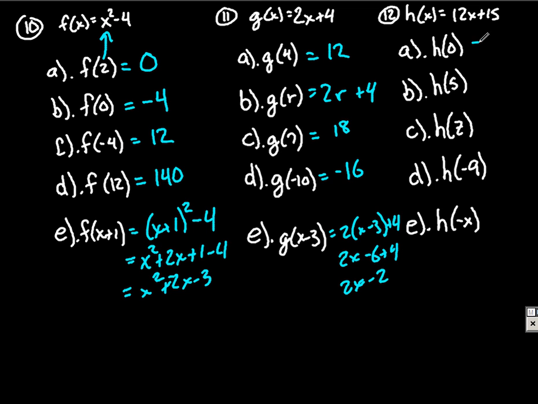And this last one over here, plugging in 0 is pretty easy, gives you 15. Plugging in 5 should give you 75. Plugging in z, again, just replace x with z, so 12z plus 15. Plugging in negative 9 should give you a big negative number. You should get negative 108, I believe it is, and then plus 15 will give you negative 93. And in this one, plugging in negative x, all you're going to do is 12 times negative x plus 15, which means you'll have negative 12x plus 15.